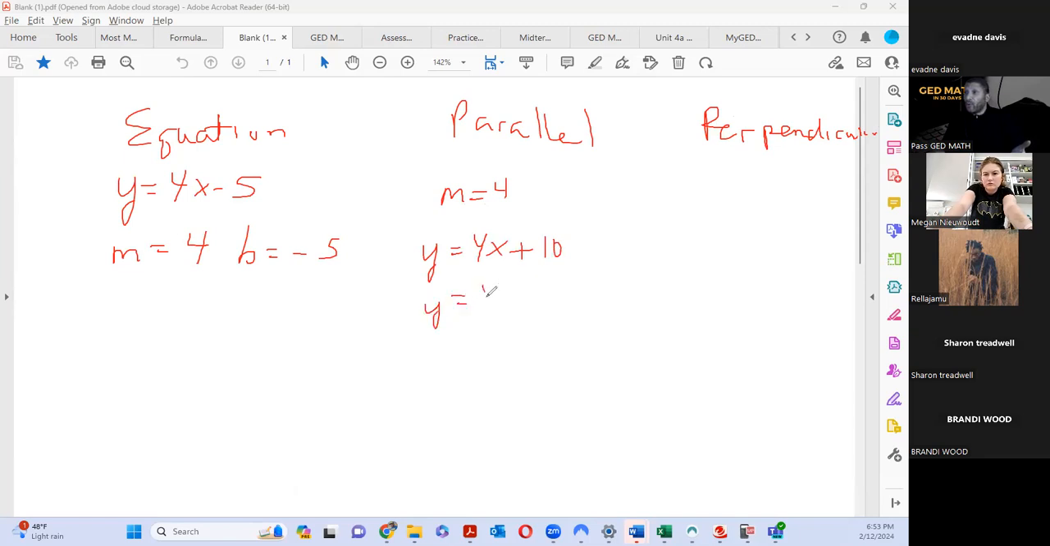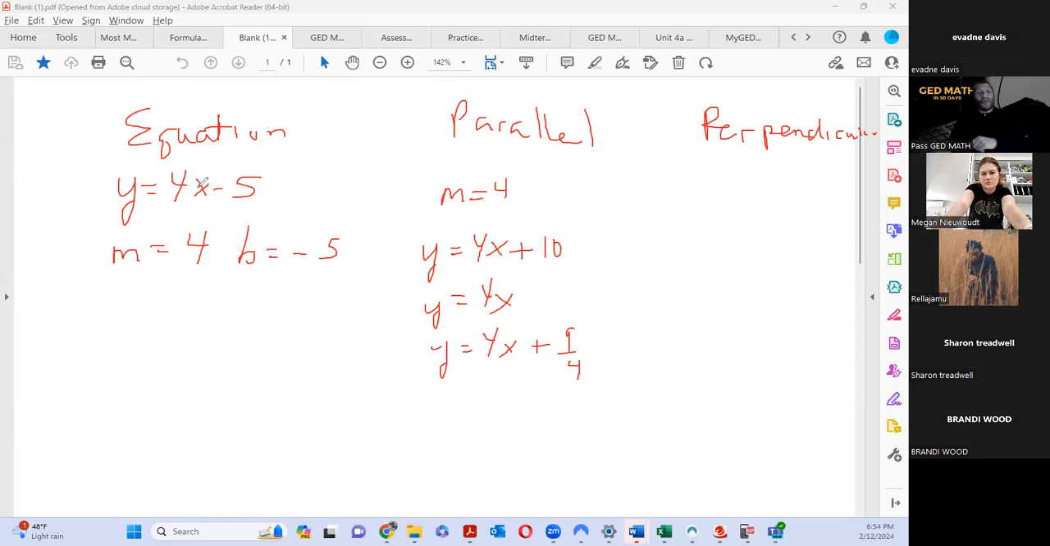So an example of a parallel equation would be y equals 4x plus 10, or y equals 4x plus 9/4. It does not matter what the y-intercept is. What makes something parallel is that the slopes are the same. So all of these have a slope of 4. Does everybody understand that? Yes.